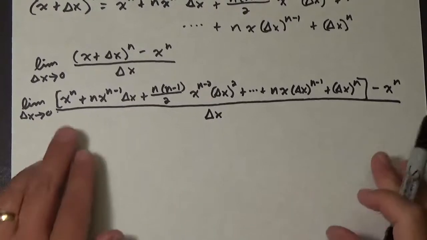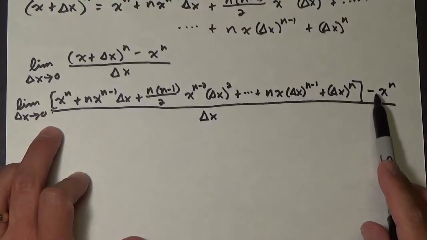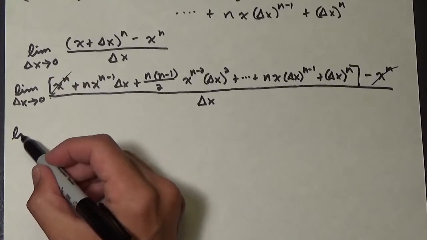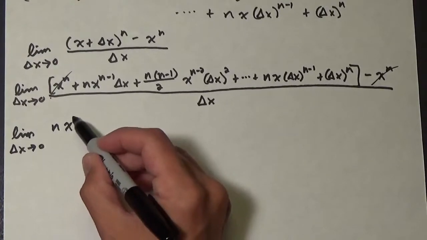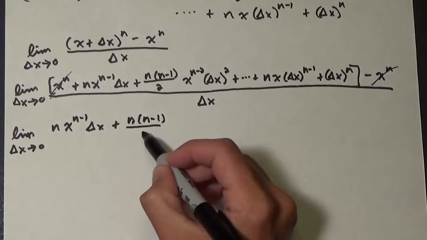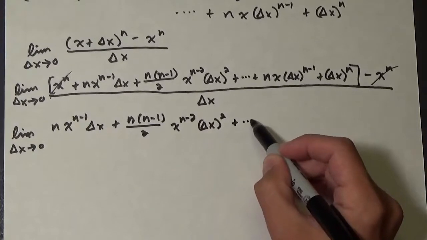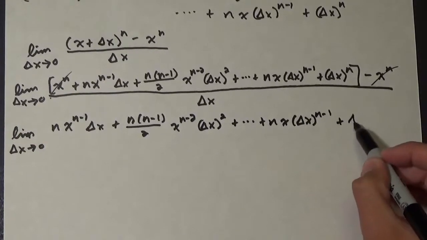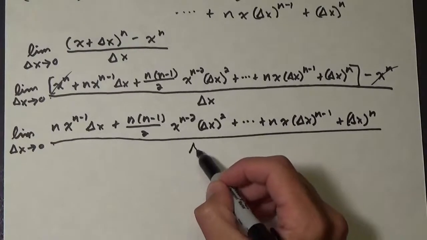Okay, so now let's see if we can simplify this. One nice thing that happens is we have an x to the n here and a minus x to the n here, so those cancel out. And so we end up with the limit as delta x approaches 0 of n x to the n minus 1 times delta x plus n times n minus 1 all over 2 x to the n minus 2 delta x squared plus dot dot dot plus n x times delta x to the n minus 1 plus delta x to the n power, all over delta x.